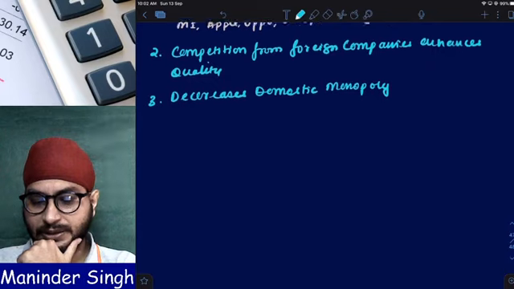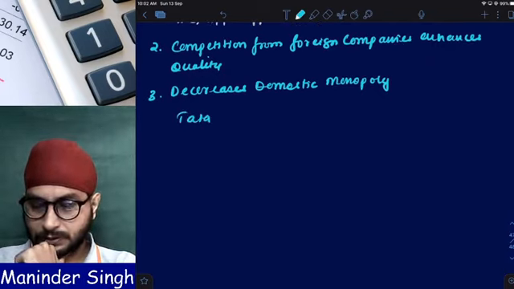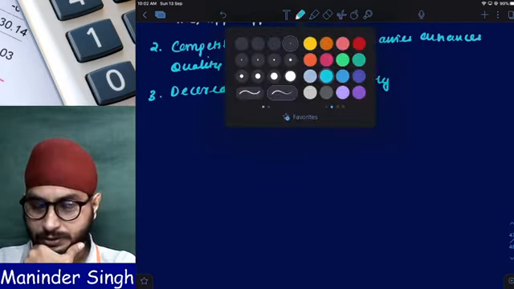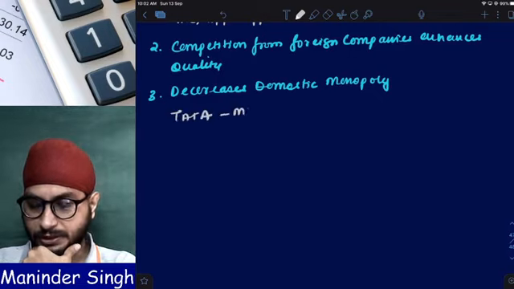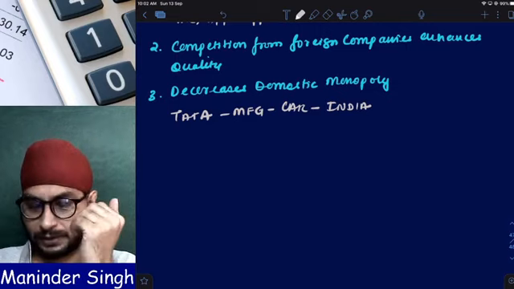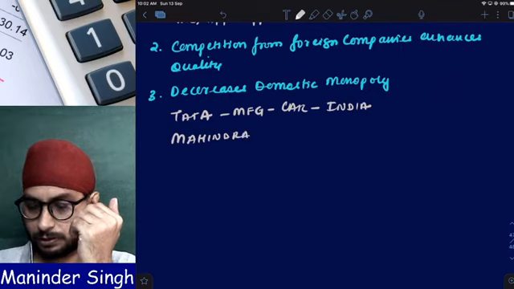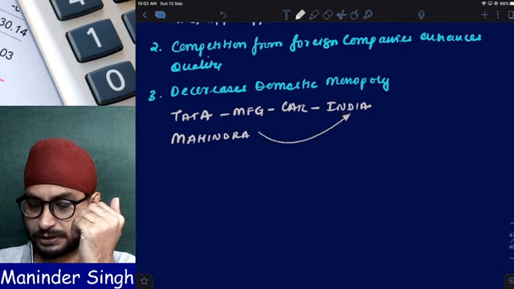Now tell me, let us say for example, Tata. Clear? Tata manufactures cars in India or not? Tata manufactures cars in India, right? Now, tell me any other car manufacturer, Mahindra. Mahindra also manufactures cars in India, right?